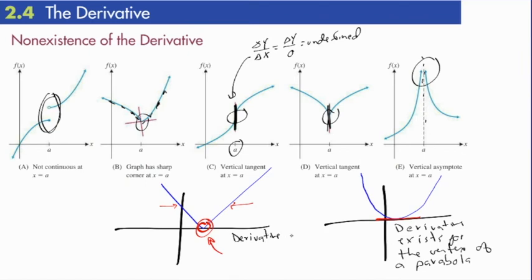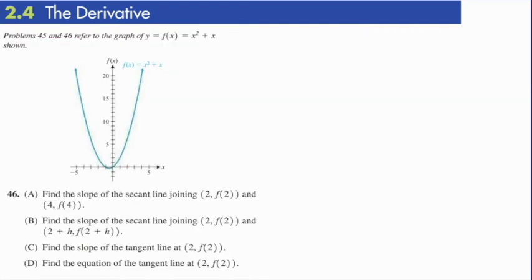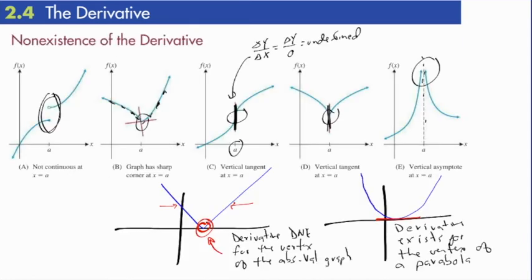But the derivative does not exist, D and E, for the vertex of the absolute value graph. So if we look at this problem here, those are graphical ways we can interpret whether the derivative exists or not, or if we were to evaluate the limit numerically, the left side limit and the right side limit have to have a smooth transition of values and be continuous.